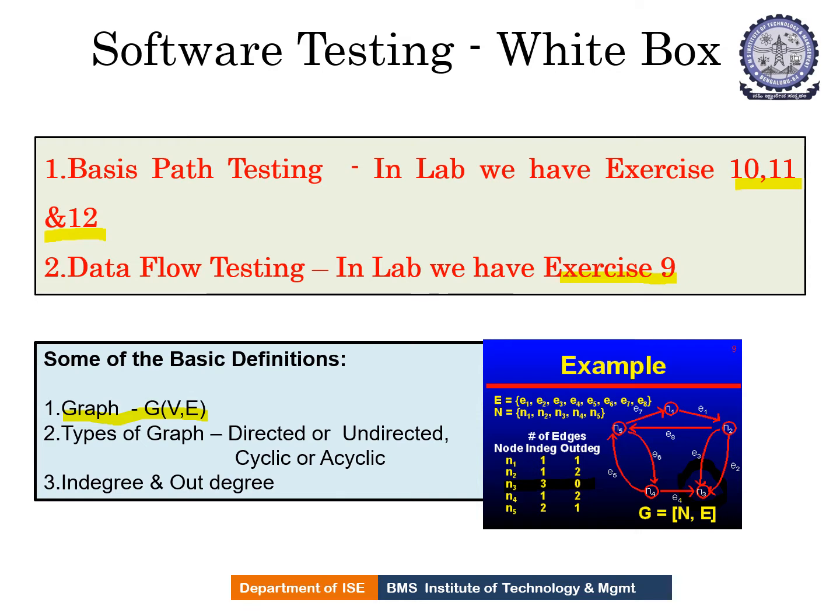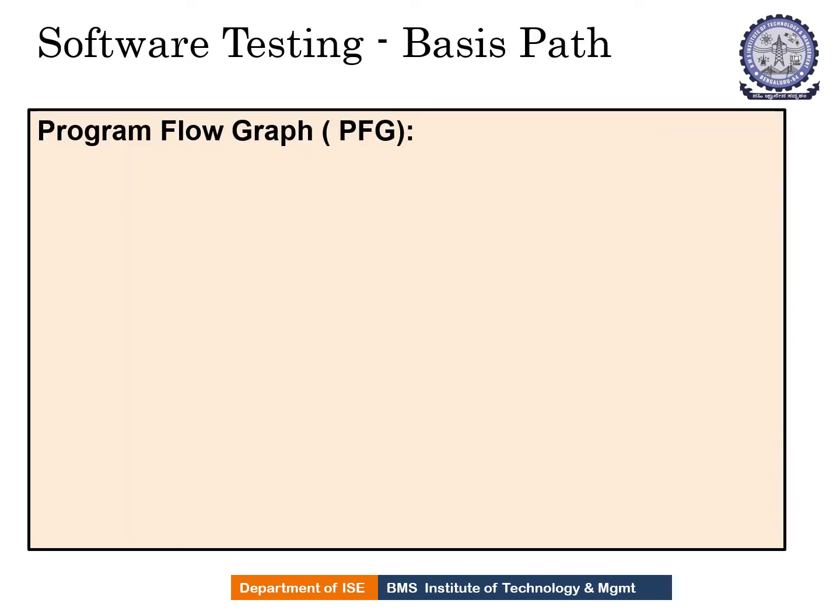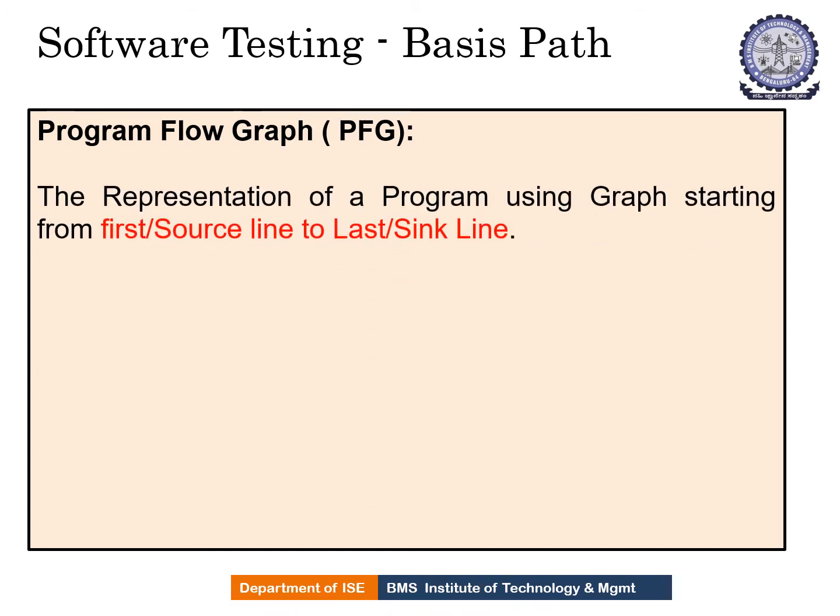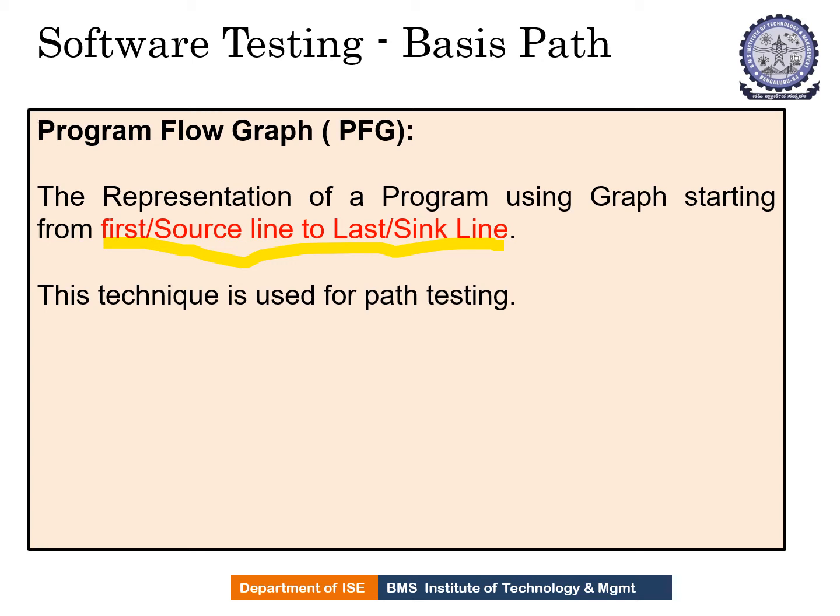With this, let's move on to the next slide, which talks about the program flow graph. A program flow graph is the graphical representation of a program using a graph, from the first node to the last node, or from the first line to the last line. This is very important. This technique is used for path testing, because without deriving the program flow graph, you cannot do path testing. So let's consider an example.